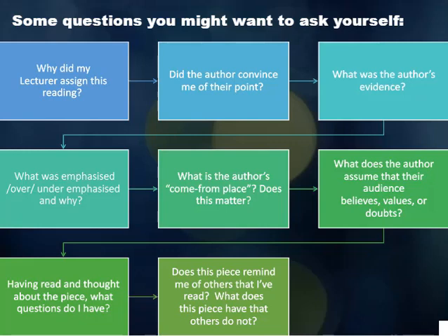What is the author's come from place? What is their position? How do I know this? Does it matter? And if so, why? What does the author assume that their audience believes, values, or doubts? How do I know? Do the author's assumptions about the audiences matter? And if so, why?